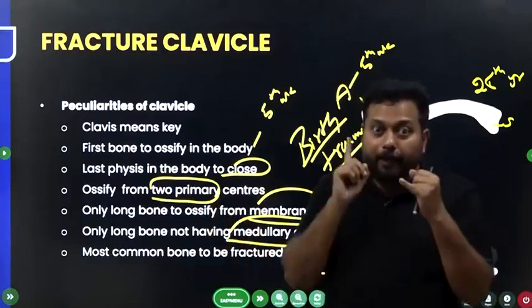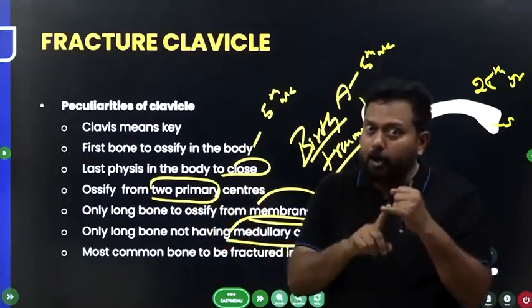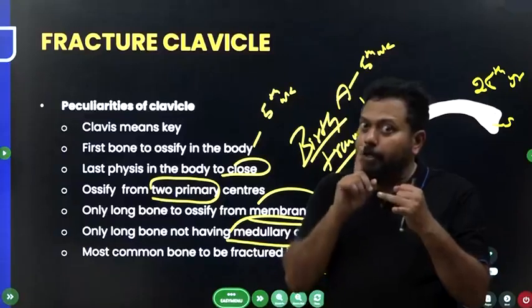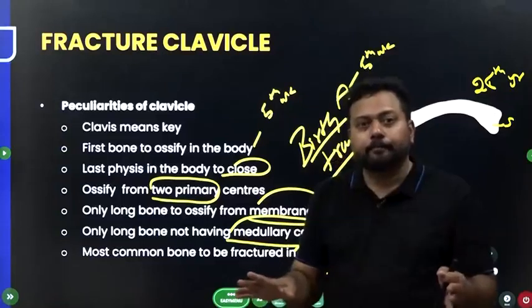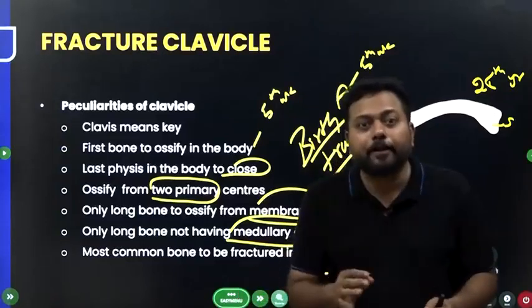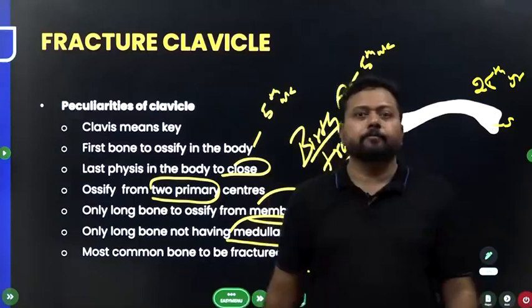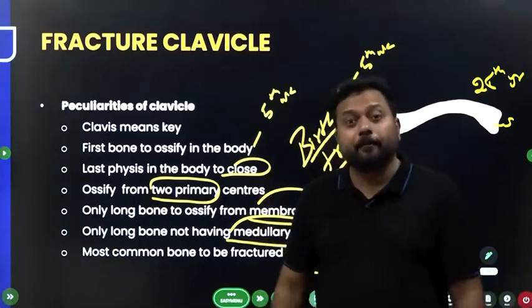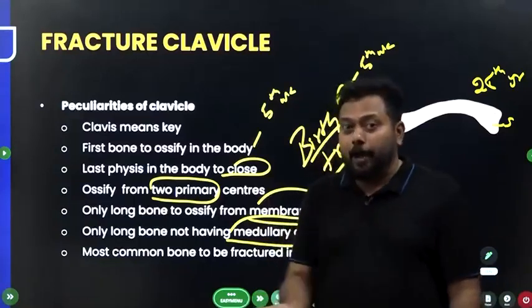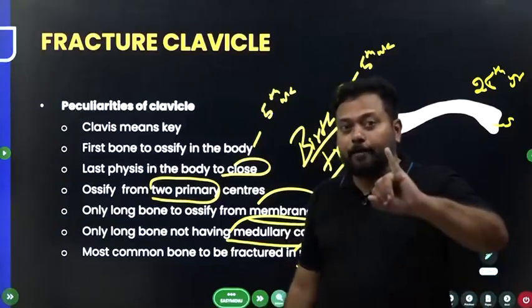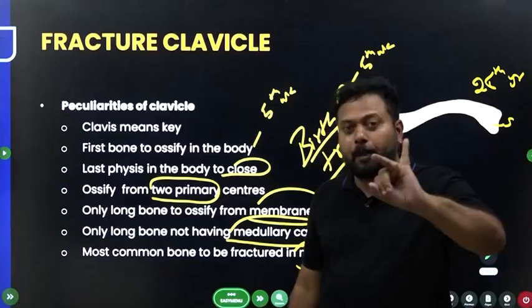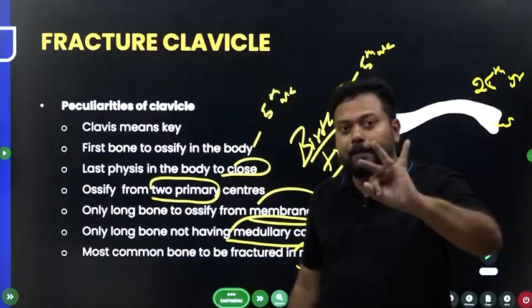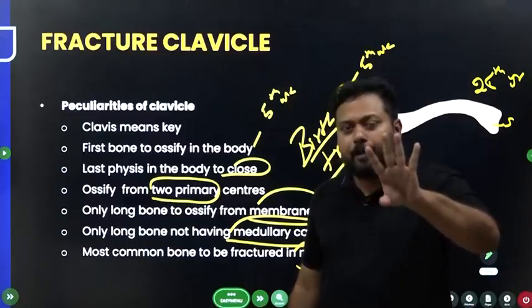Most common fracture of a newborn, clavicle. Most common fracture in childhood is supracondylar. Most common fracture of the elderly is Colles. Most common fracture of young adults, scaphoid. These are the 4 most commons I told you just now: newborn, clavicle; childhood, supracondylar; young adult, scaphoid; elderly, Colles.